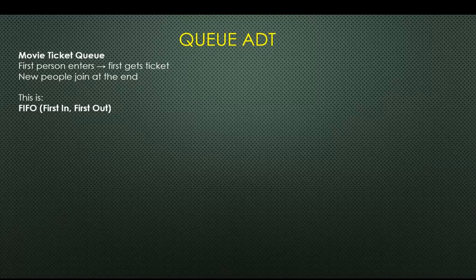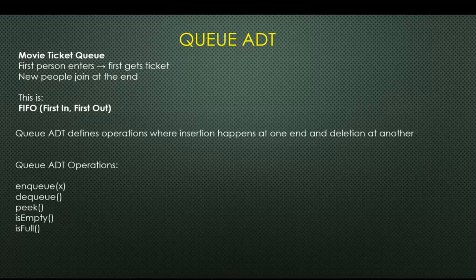Now let us assume that 50 to 100 people join the queue. New persons, those who are joining, will join at the end of the queue. If they join in the front of the queue, people in the front waiting for the tickets will not allow them. So this is exactly what a queue ADT means. This arrangement, I call this to be FIFO, first in, first out. A queue ADT defines operations where insertion happens at one end and deletion happens at the other end.